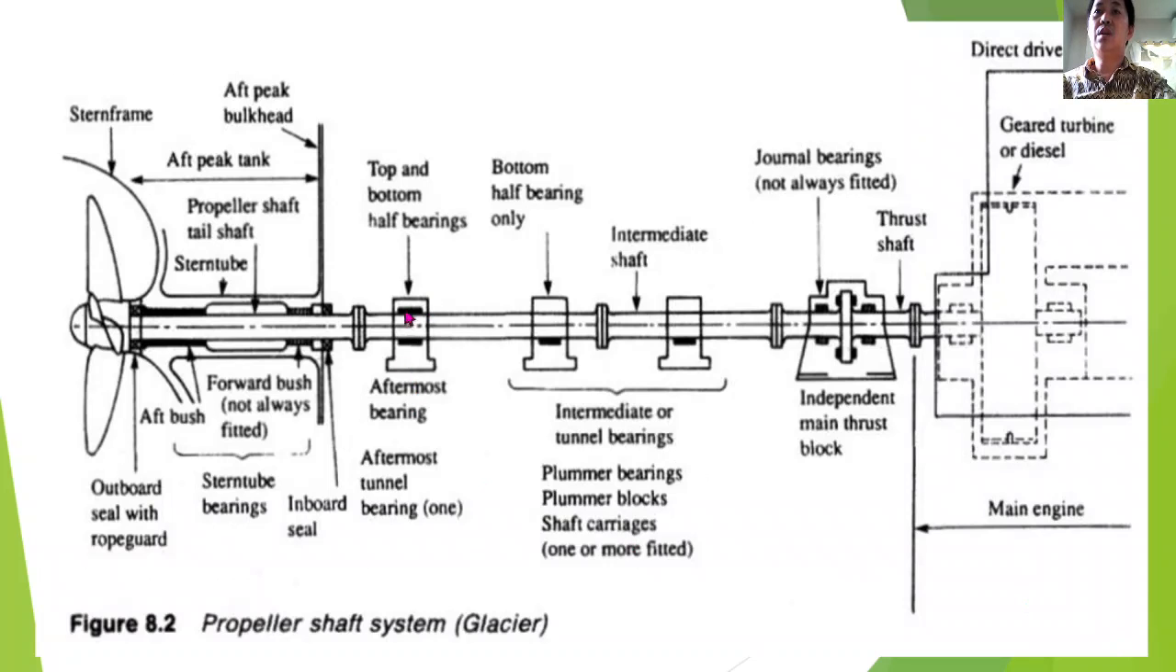So these are your bearings. These are plummer block bearings, plummer blocks, carriage, so one or more. So in this bearing here, there is cooling water, either seawater or low temperature fresh water.